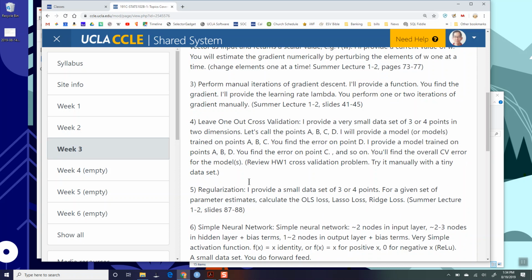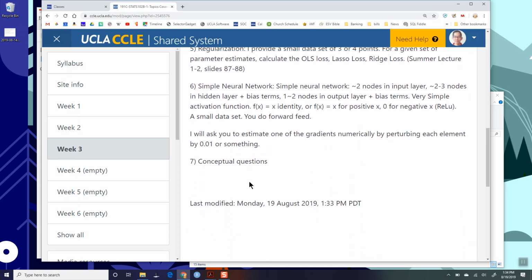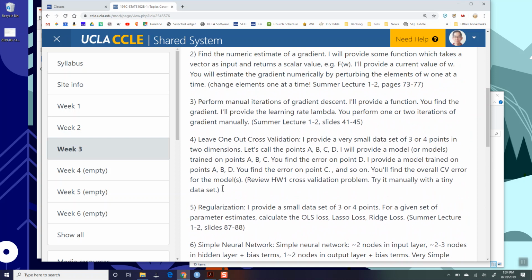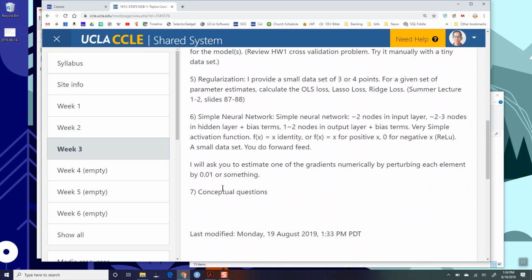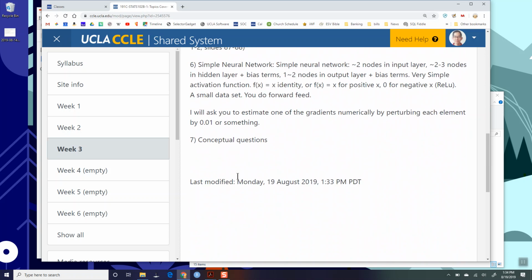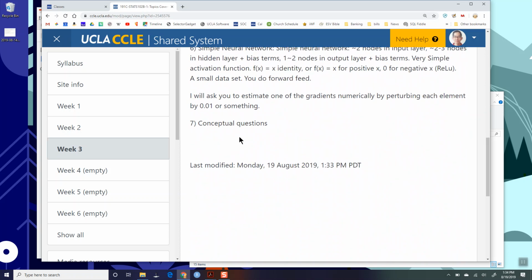I've got 1, 2, 3, 4, 5, 6, 7. So probably each one of these things will be 15 points. And then maybe conceptual, I'll make it worth 10 points or something. I'm just spitballing here. So probably 15 points each. Maybe one of these things will be worth 10 or something. And then conceptual questions, you're probably looking at 5 questions, and I'll make them worth 2 or 3 points each.